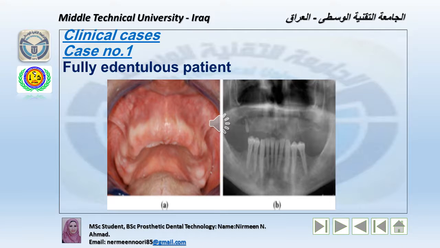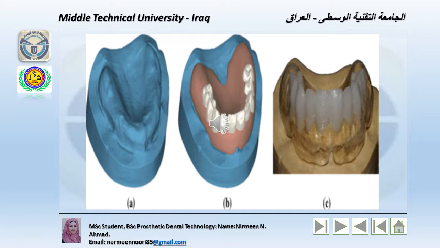After explaining the virtual design of the implant, now we will take the patient cases. Case number 1, fully edentulous patient. The patient is a 52-year-old man who presents with a fully edentulous upper jaw, and a full arch replacement plan with dental implants was selected to treat the edentulism.